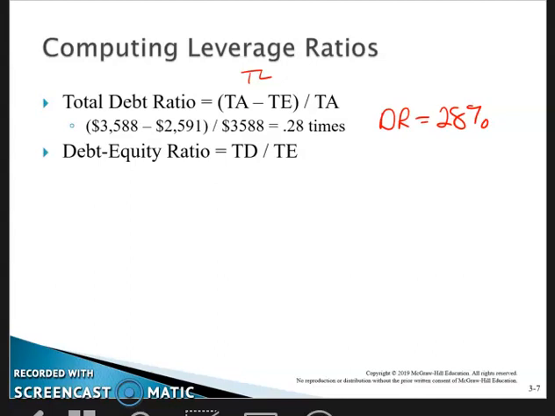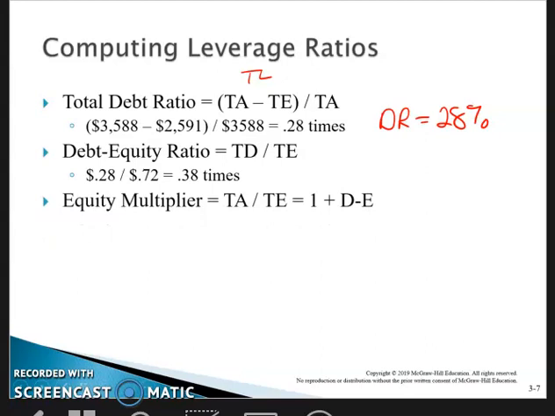Next is the debt to equity ratio. So this is total debt divided by total equity, or also total liabilities. So we take our 28 cents of debt, total debt, divided by the equity portion. So that's 28% divided by the 70% gives us a debt to equity ratio of 0.38 times.